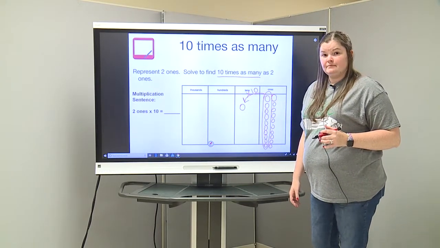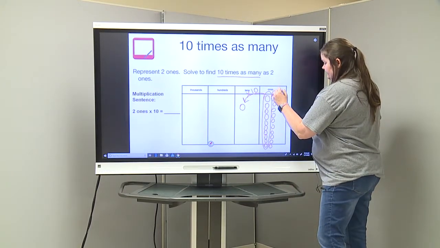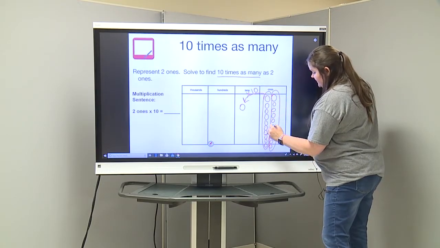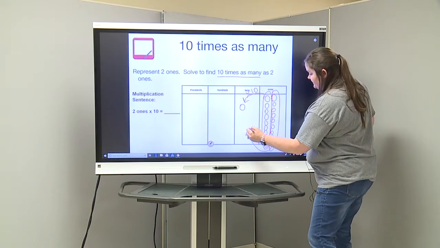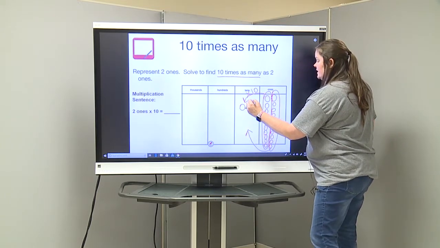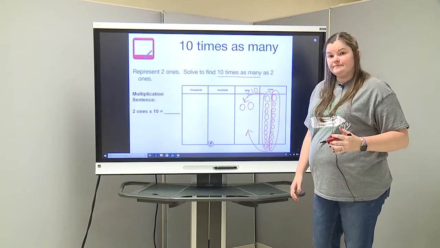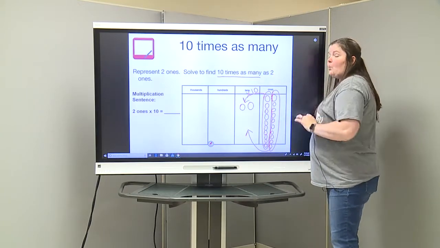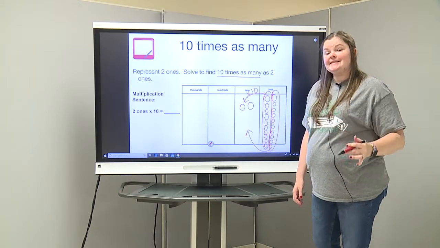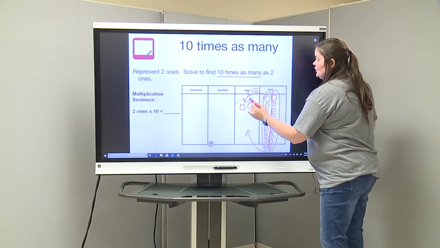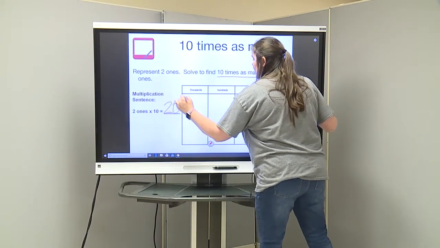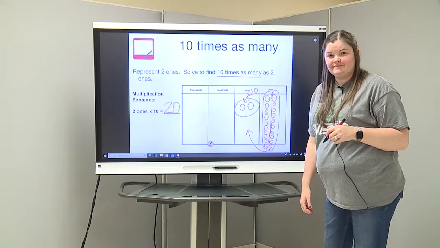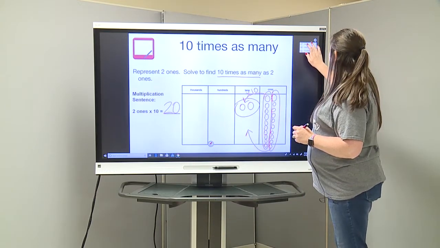10, right? All right, then I can take these 10, I might make my arrow down at the bottom here, and that also becomes 10. So 2 ones times 10 gave us 2 tens, or in standard form, we would just call that 20. All right, let's keep going.